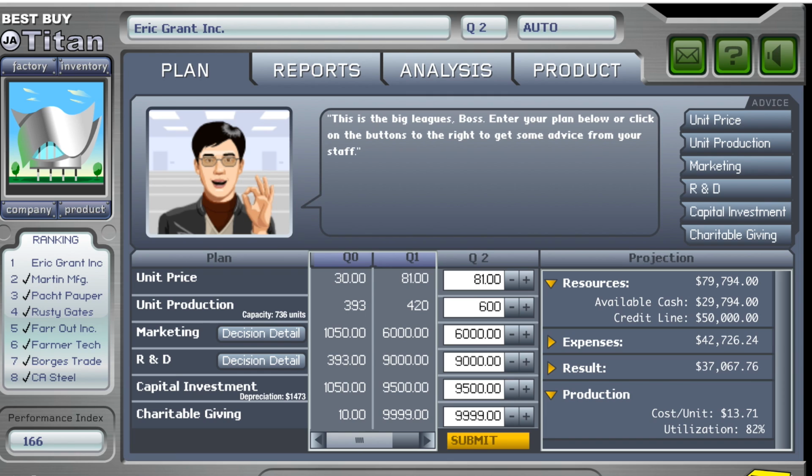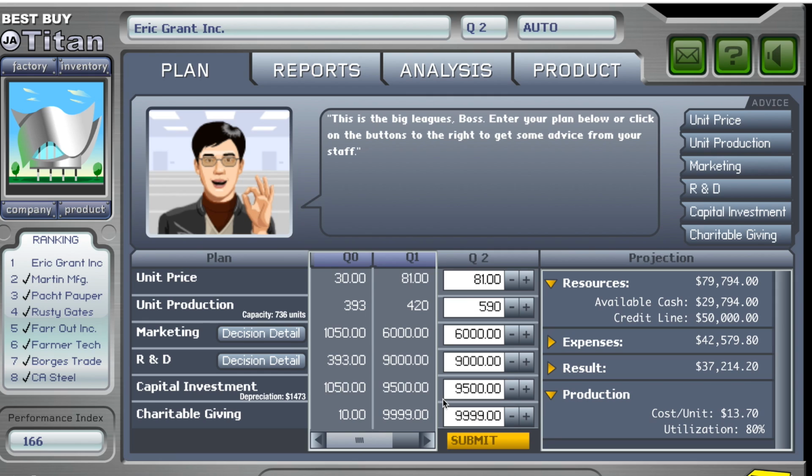Our production will probably be around 590, so that way we're at 80% utilization here. Previously, I think our cost per unit was at about $18, so we cut about $4.30 off per unit, which is really good. So that $4.30 will go right into our profit margin next quarter.